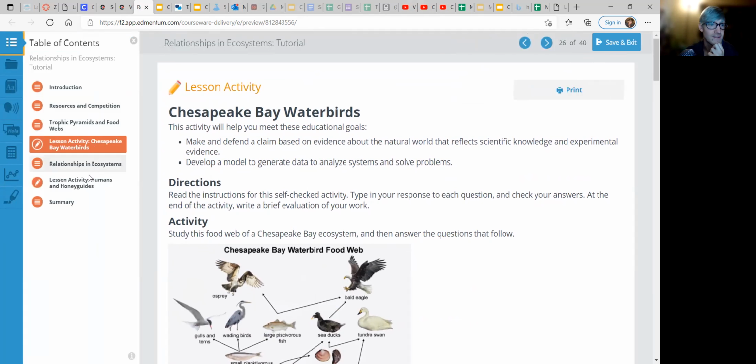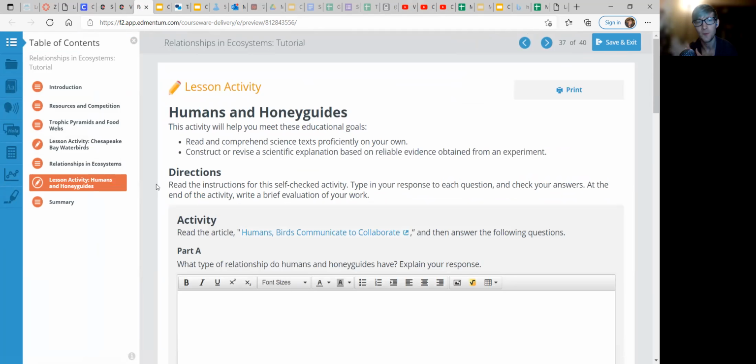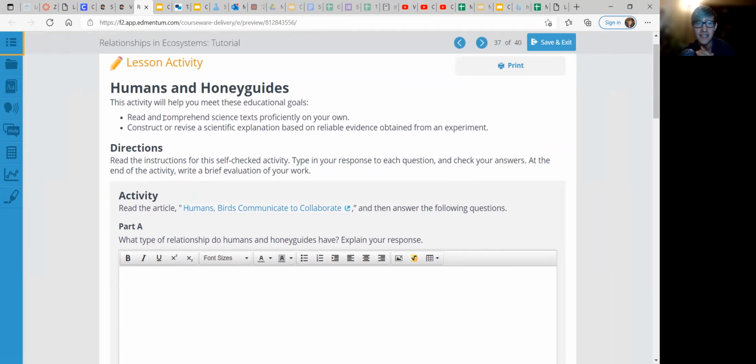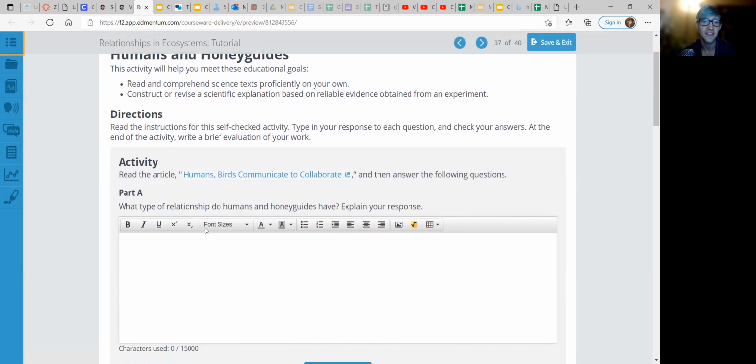And the other lesson activity that was actually holding up some people was the humans and honey guides. And this one deals with reading about scientific information in text form, construct or revise a scientific explanation based on reliable evidence obtained from an experiment. Okay, so we have this article here called Humans, Birds Communicate to Collaborate. And then we're going to answer some of these questions.